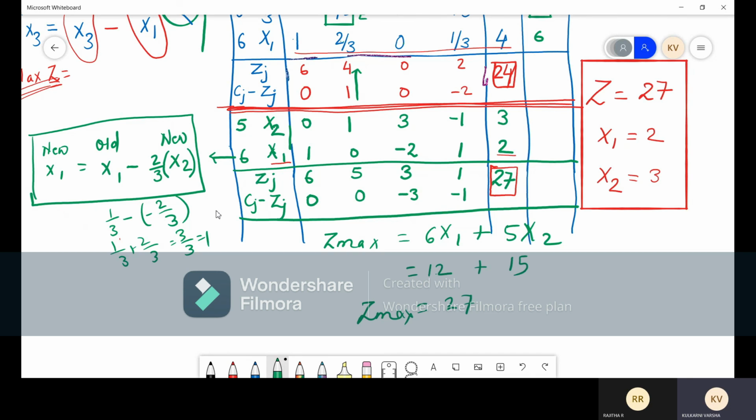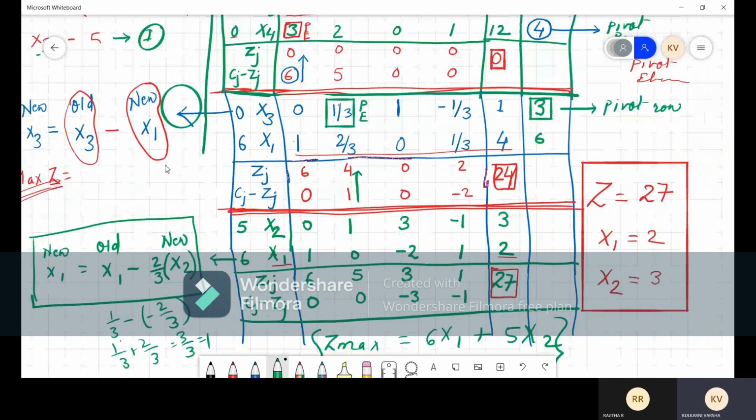So it is correct. This is just a cross check, not necessary, you don't have to write this, just for our satisfaction, to see whether the x1 and x2 values we got are correct or not. So we can put them into this objective function and verify. We are getting the same answer, so it is correct. Okay. So this is the way you have to solve the simplex method in tabular form.